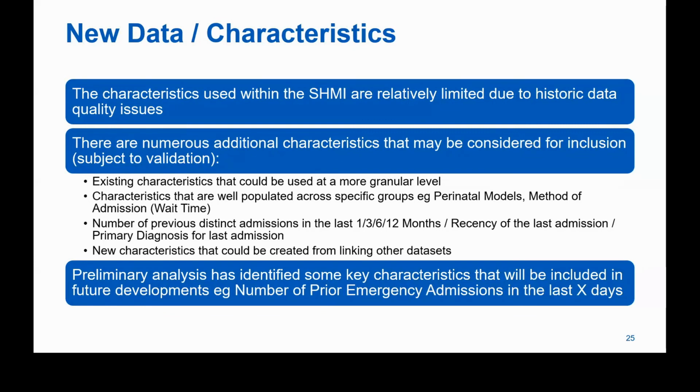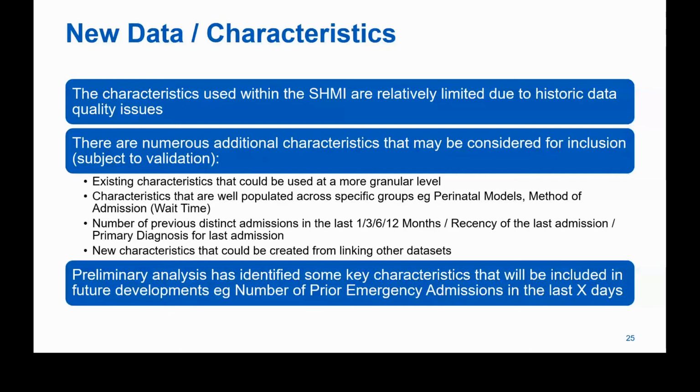So we're currently examining the various different data sets available to us. I've talked about some of them, like the outpatients data set and the A&E data sets, and looking at whether or not we can create new characteristics from that. But we're also looking at the APC data, and are there characteristics within that that we haven't used that are now better data quality than they were when it was first built? Which of these characteristics are really well populated across specific groups of models?